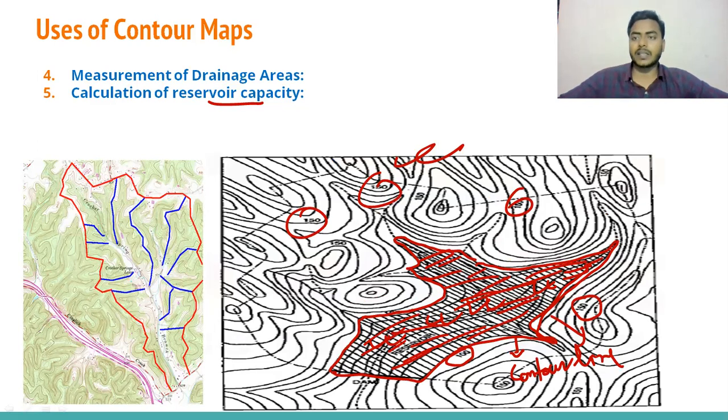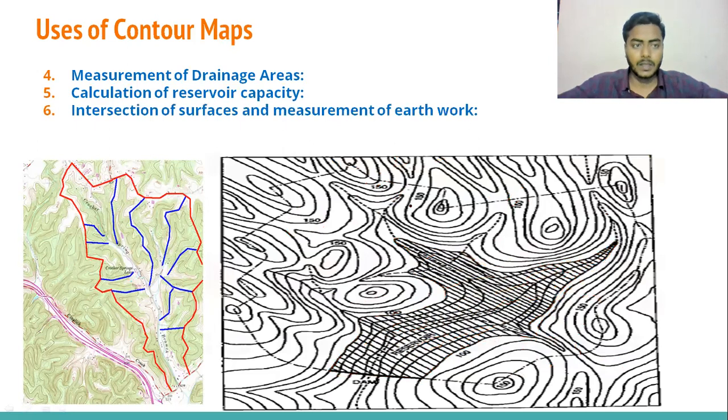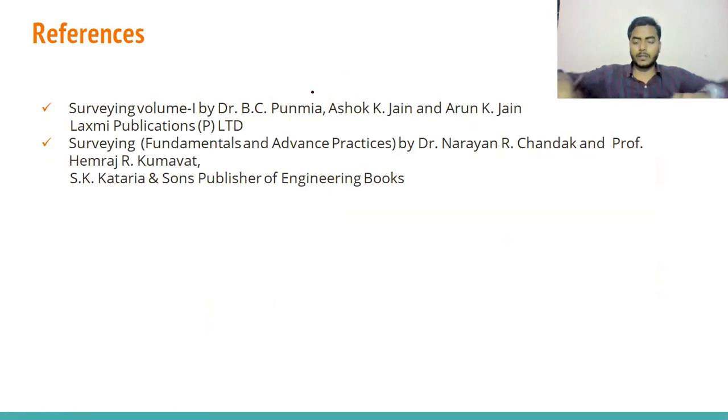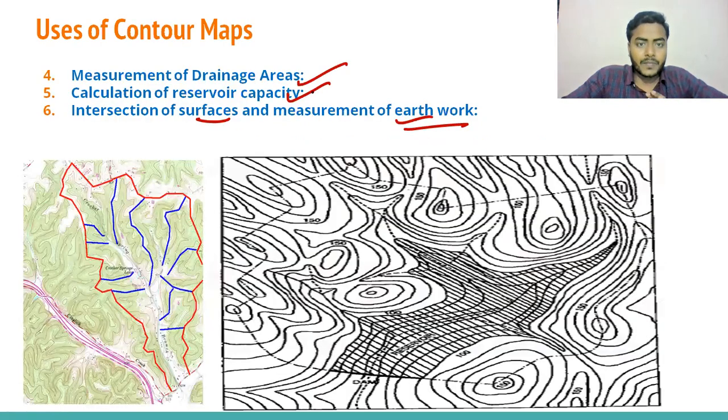There are different methods that I will discuss in the next lecture: how we can calculate the reservoir capacity, their volume, their area. Intersection of surface and measurement of earthwork also I will discuss in the next lecture, how we are going to measure the earthwork, the drainage area, and the reservoir capacity. These are some references that I have taken to make this lecture. In the next lecture, I will discuss measurement of drainage area, measurement of volume, and reservoir capacity.